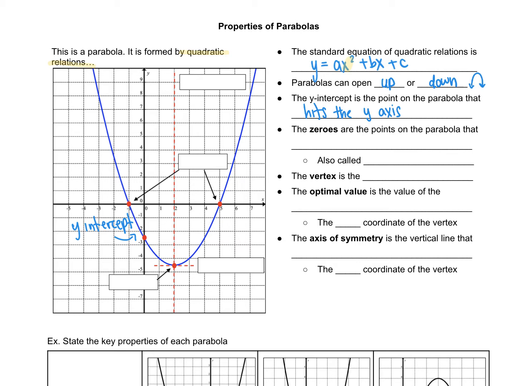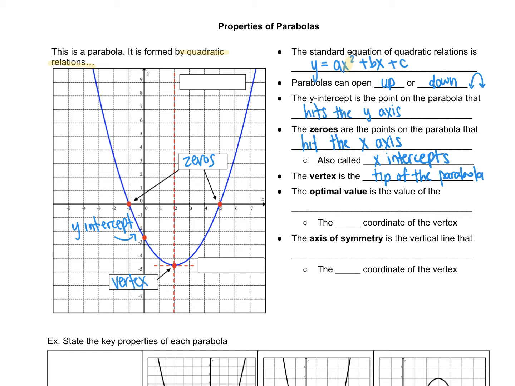The zeros are the points on the parabola that hit the x-axis, and these are also called x-intercepts. So you will see those words used interchangeably. So these 2 points at -1 and +5 are zeros. Next, we have the vertex, and it is the tip of the parabola. So the highest or the lowest point. So in our diagram, this point here is the vertex.